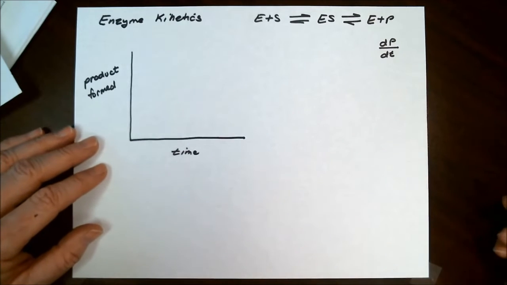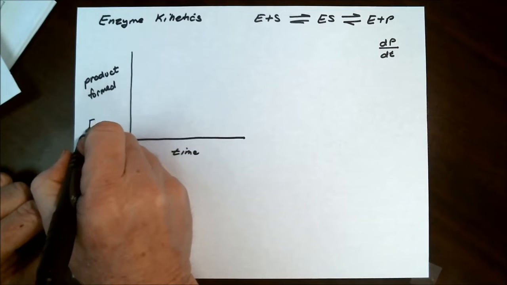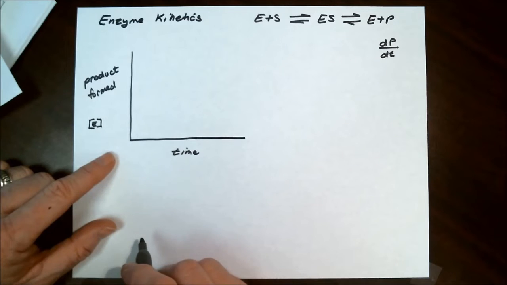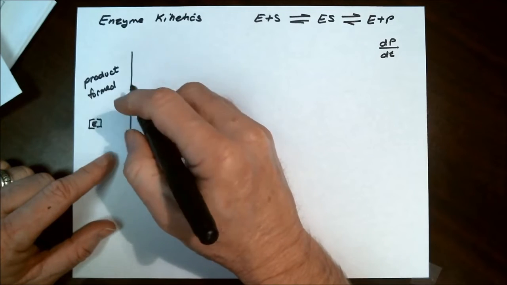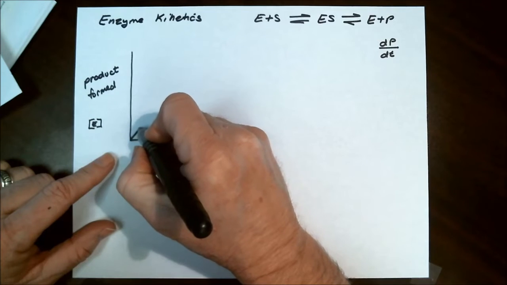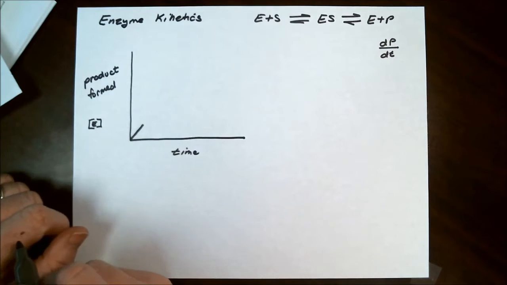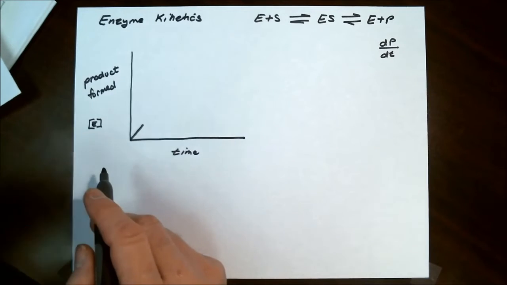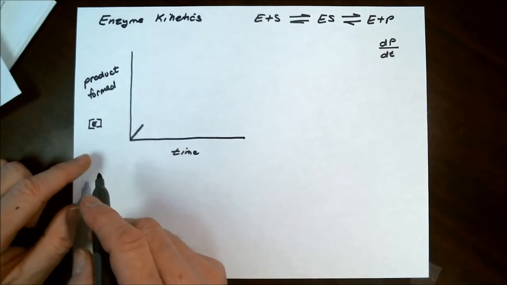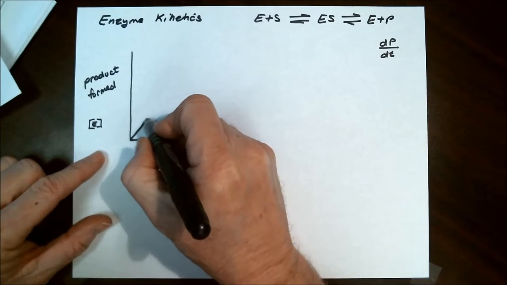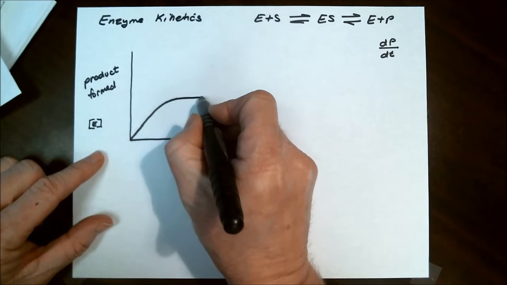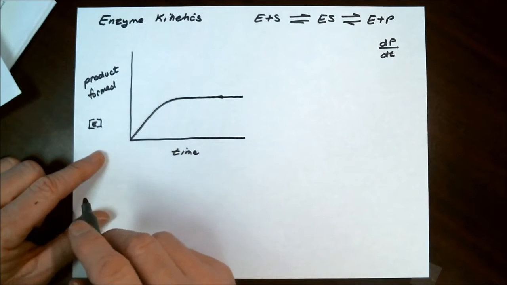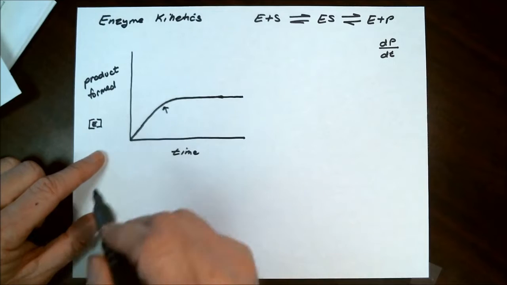So if we do this and we take, let's say, a fixed amount of enzyme and we add a certain quantity of substrate, what we will see in the beginning of the reaction is a linear relationship. And this makes sense because the more time you give the enzyme to work, it will convert over time the product formed. Eventually what will happen over time is this will level off, such that a certain time will be reached where no further product is formed.